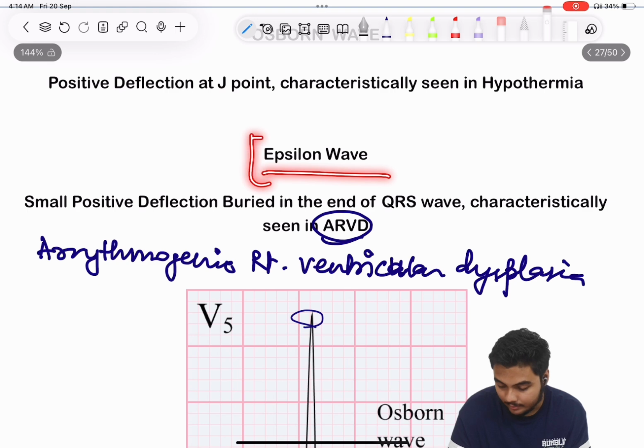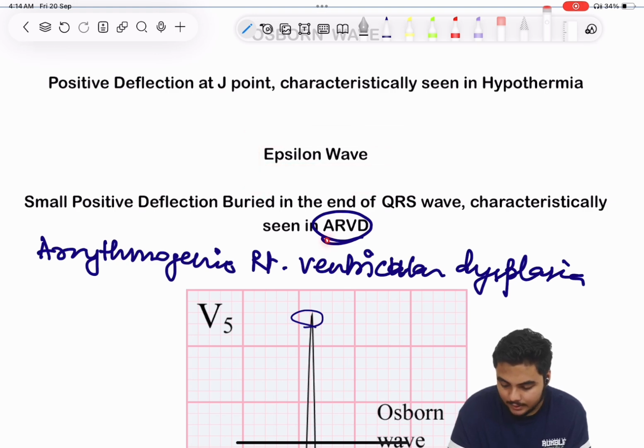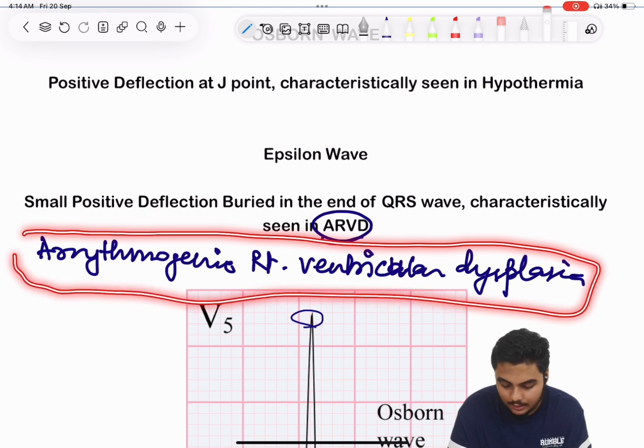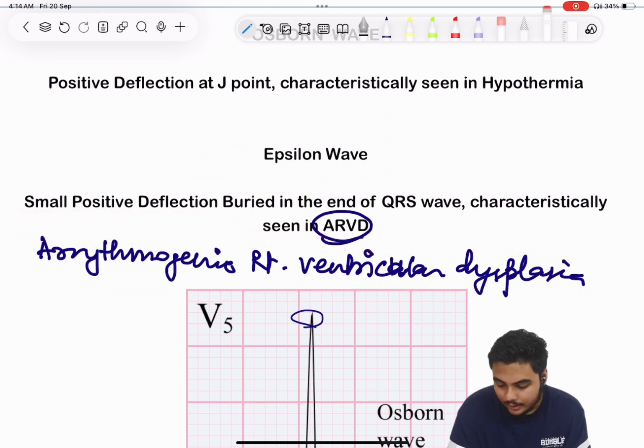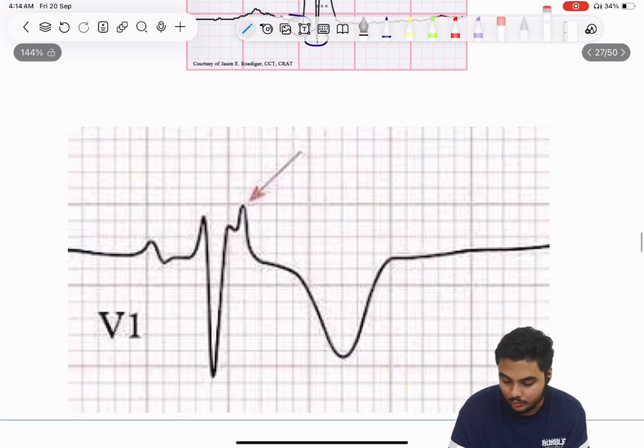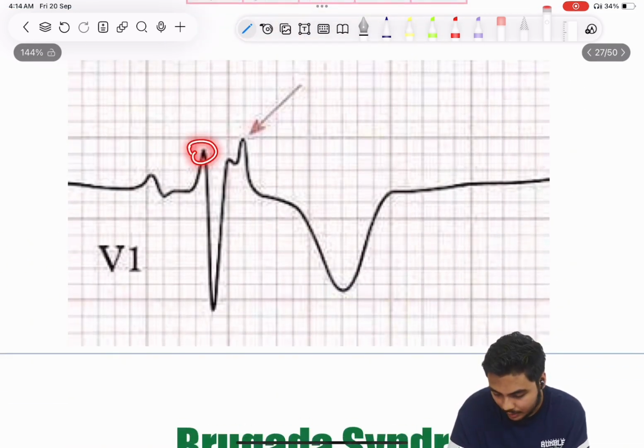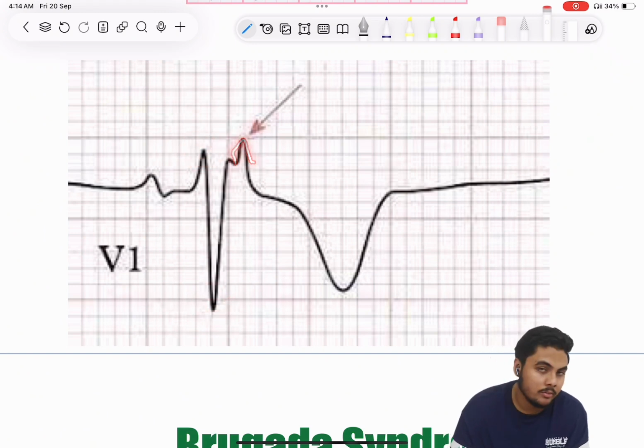Next is the Epsilon wave, right? The Epsilon wave is characteristically seen in ARVD. ARVD is a condition called arrhythmogenic right ventricular dysplasia. So the Epsilon wave again is nothing but a small positive deflection at the end of the QRS wave, characteristically seen in ARVD, as I already told you, right? So again, you can see the QRS complex and a small positive deflection at the end of the S wave, right?